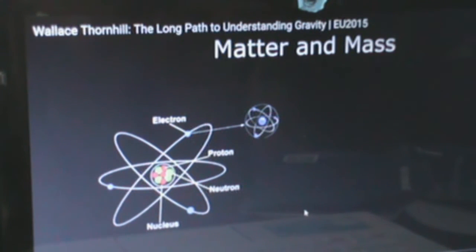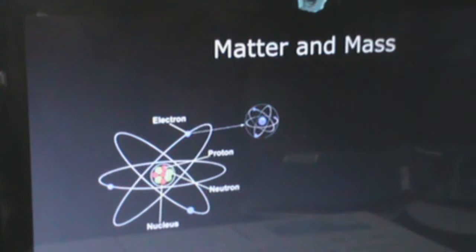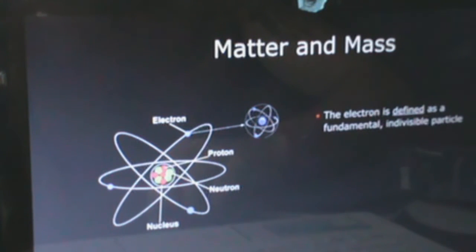Newton's law multiplies the masses of two objects together, so the first requirement is to define what is meant by mass. The electron is defined as a fundamental indivisible particle.